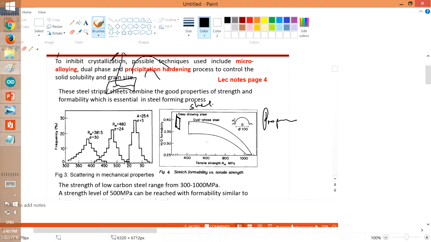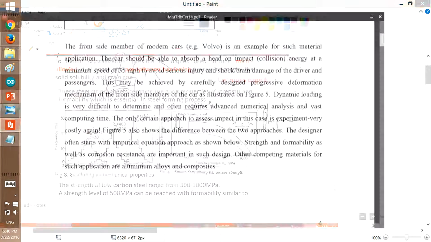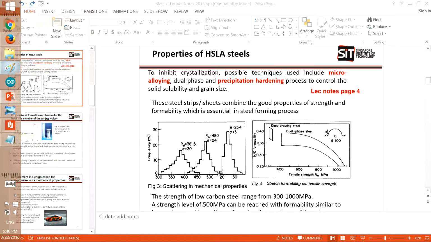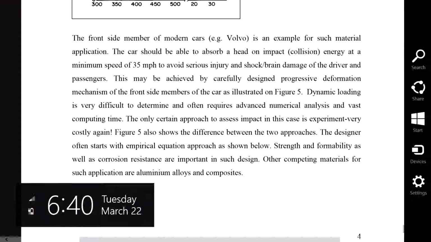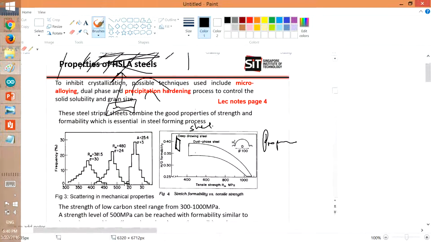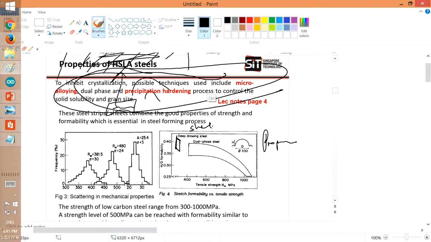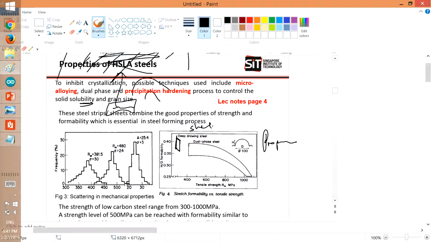Nonetheless, I think the properties to highlight are tensile strength and formability, in terms of 300 to 1000 MPa. These are the things I believe are quite important. We have somewhat talked about the properties already. So the properties themselves are these two, and you also need to know how the properties are derived: by controlling the solid solubility and the grain size, to ensure good properties of strength and formability.